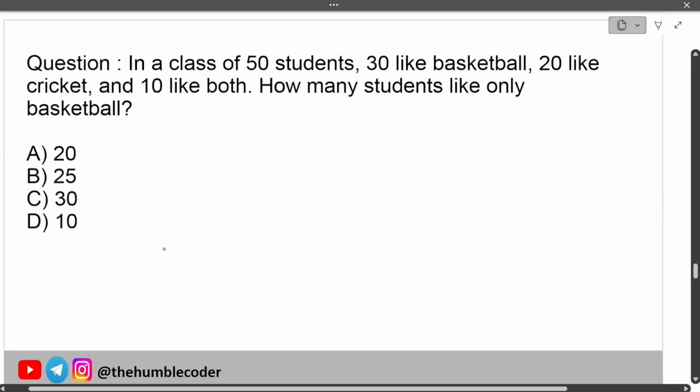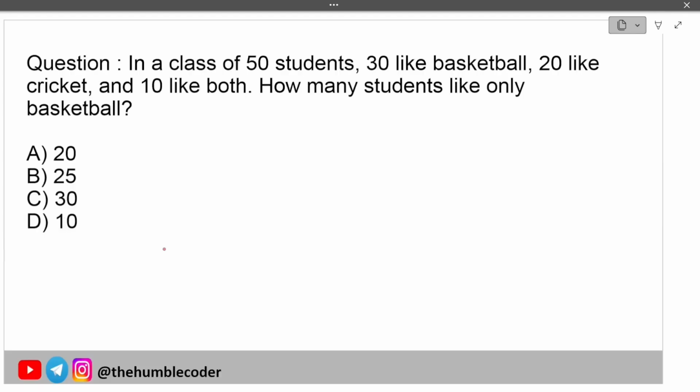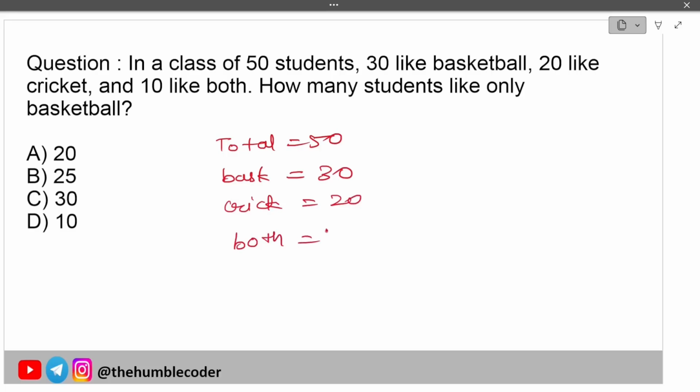In a class of 50 students, 30 like basketball, 20 like cricket, and 10 like both. How many students like only basketball? So these kinds of questions are also very common. So see, total students are what? 50, and who likes basketball is what? 30. Okay. Now these are not the only ones who like only basketball. These are the ones who like basketball but might also like another sport. Okay, so you have to understand that. The ones who like cricket are 20, and both is what? 10.